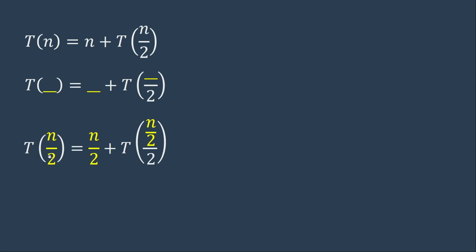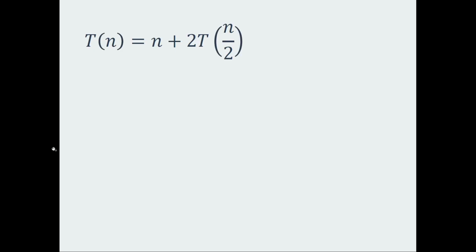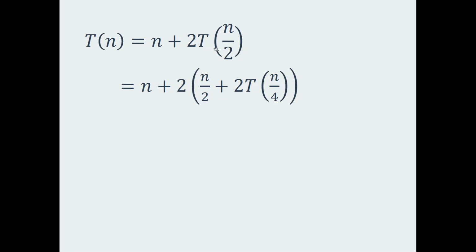So T of n over 2 is equal to n over 2 plus 2T of n over 2 over 2, which is thus equal to n over 4. Now that we know what T of n over 2 is equal to, we could just simply expand that to something like this. T of n is equal to n plus 2 times the quantity n over 2 plus 2T of n over 4, and you have two instances of that. Let's simplify a bit, but let's not fully simplify.